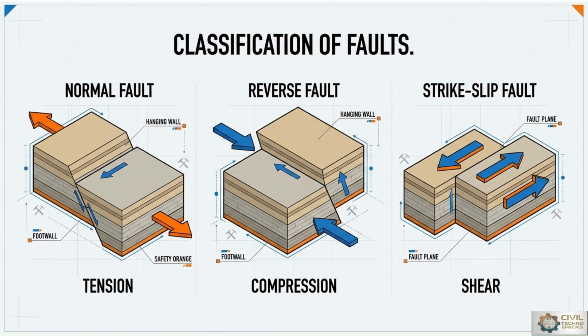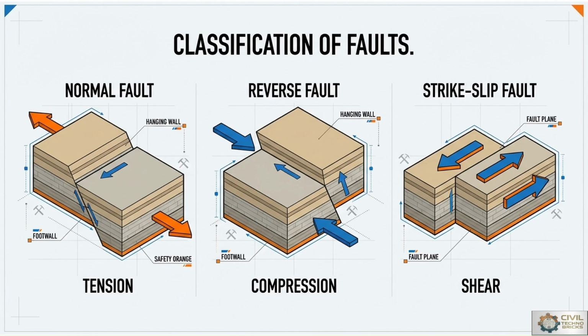In the strike-slip fault, both walls are in the same plane, but they are moving past each other, with reference to some shear. That is a strike-slip fault.